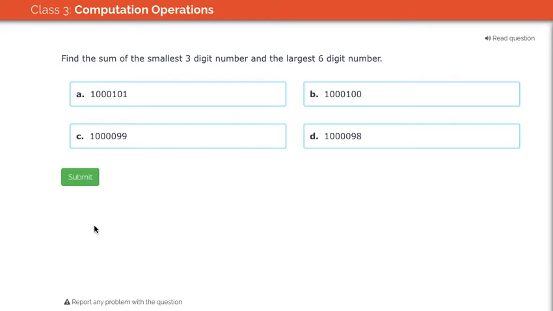So let's calculate. 9 plus 0, 9. 9 plus 0, 9. 9 plus 1, 10, 0 goes there, 1 goes up. 9 plus 1, 10, 0 goes there, 1 goes up. 9 plus 1, 10, 0 goes there, 1 goes up. 9 plus 1, 10, 10 goes down itself. So the answer is this.